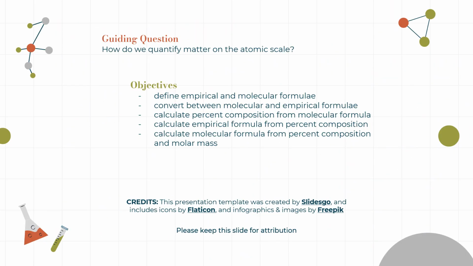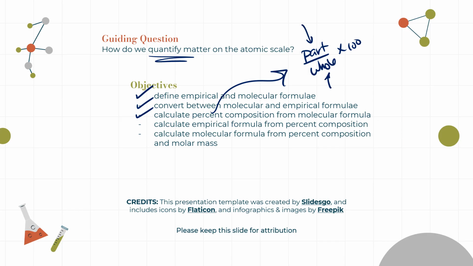And on that note, my friends, we have quantified lots of matter on the atomic scale. We accomplished all of our objectives. We defined empirical and molecular formula. We converted between molecular and empirical formula by finding our greatest common factor. We calculated percent composition. Remember that percent is part over whole times 100. The mass that comes from one of the elements divided by the mass of the whole entire compound.